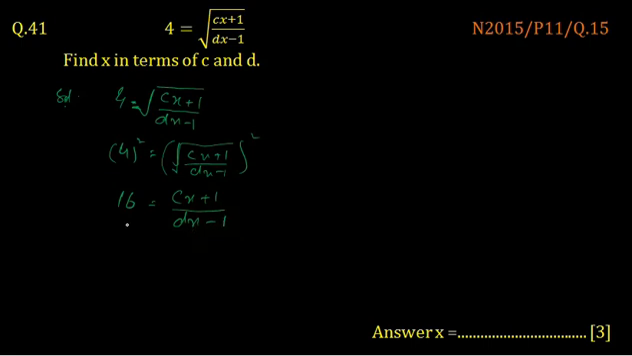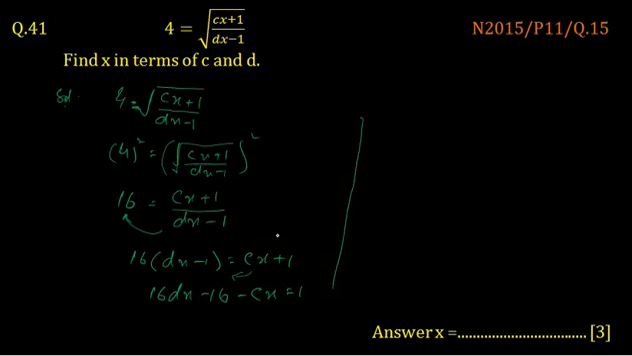Now further denominator should be removed, so we move this number to the numerator, so it multiplies with 16, so it become dx minus 1 is equal to cx plus 1. So when we open it, it becomes 16 dx minus 16, and we just bring cx to the left, so we change the sign, minus cx is equal to 1.